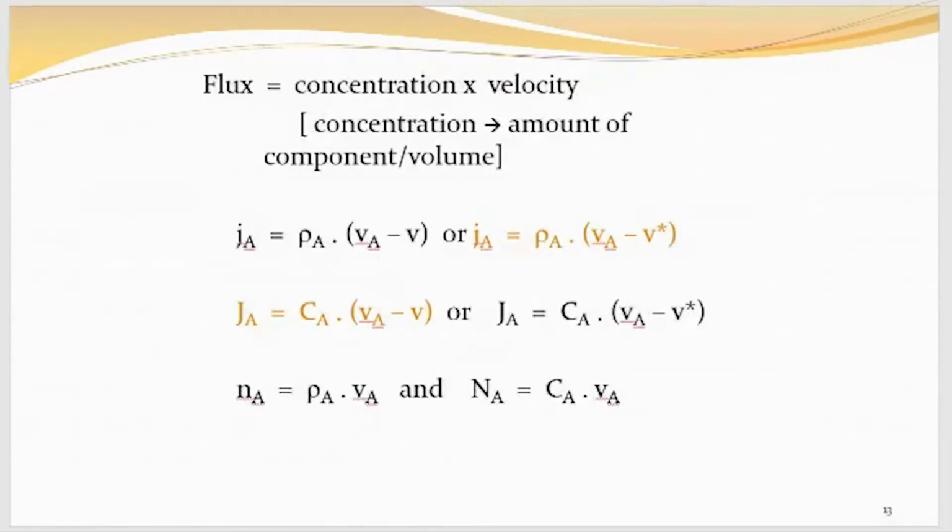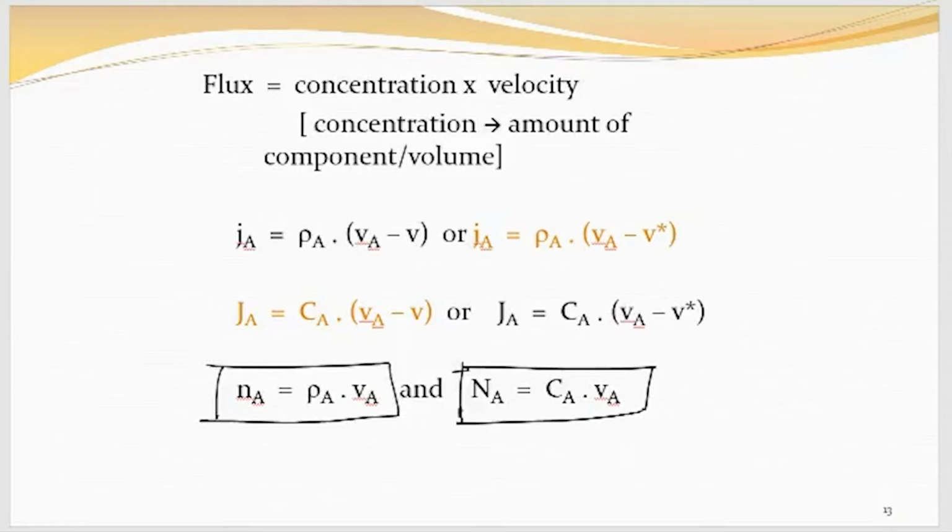Now, this is what's important. The combined molar flux of A can be expressed as CA times VA. The combined mass flux of A can also be expressed as rho A times VA. So this equation is important as well. You need to know this equation. What is VA? VA is just the velocity of A. Any questions?